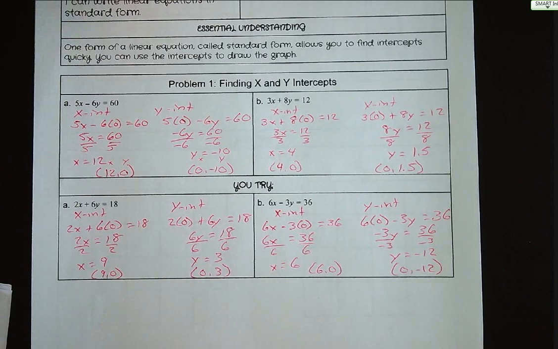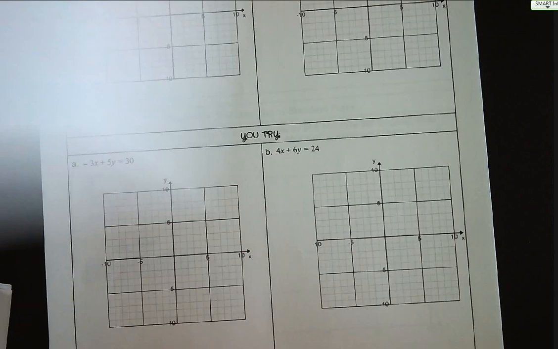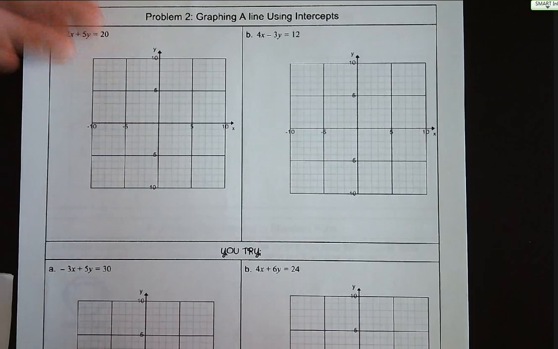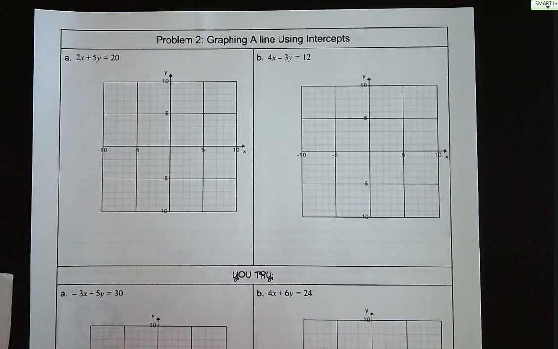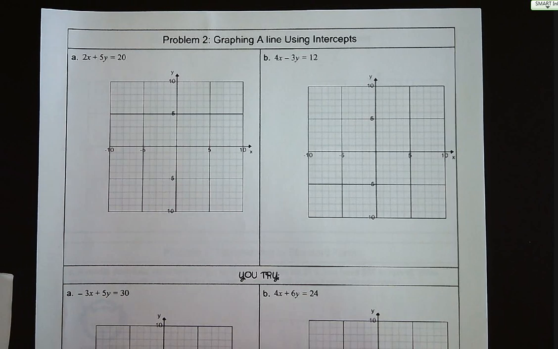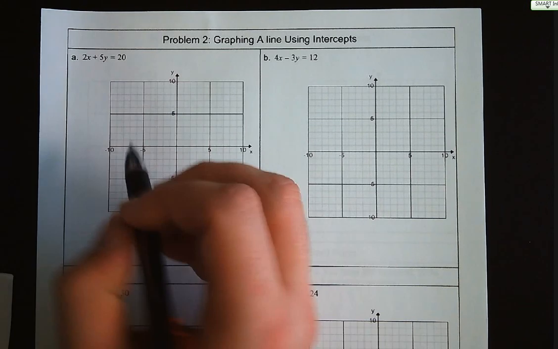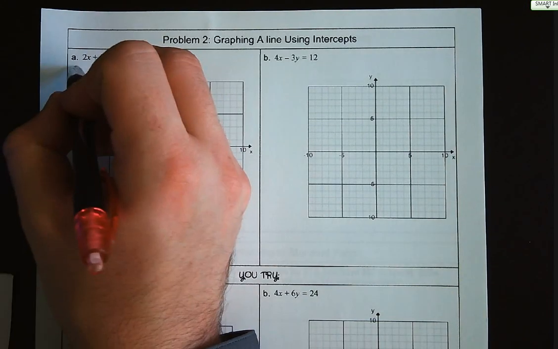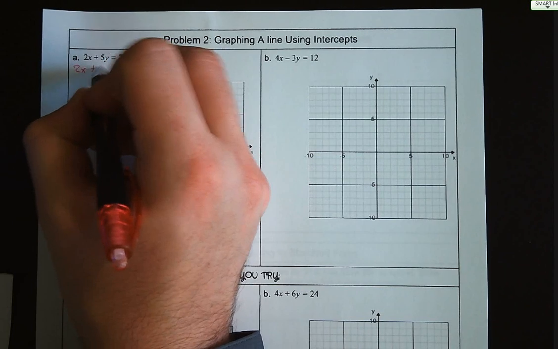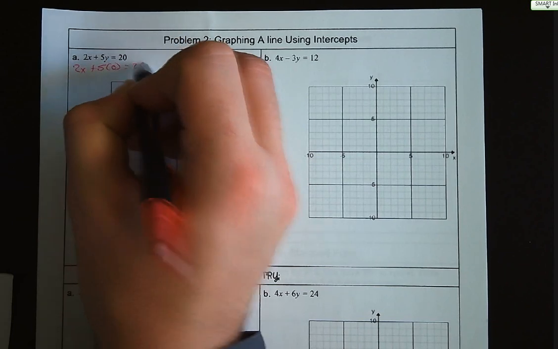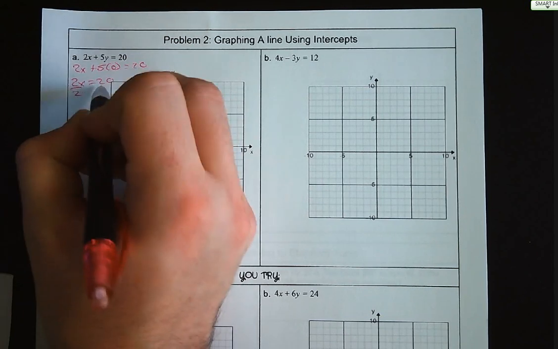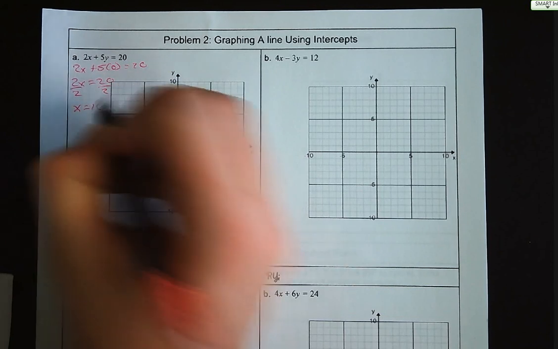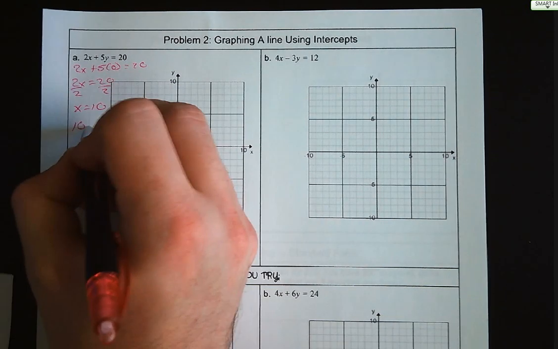Moving on to the next question. Graphing a line using intercepts. To do this, we are going to solve each of our equations for the two intercepts, and we're going to graph using them. So we are going to plug in 0 for y and find our x-intercept first. So we have 2x plus 5 times 0 is equal to 20. So 2x equals 20. Divide both sides by 2, and x is equal to 10. So we have a point at 10, comma 0.